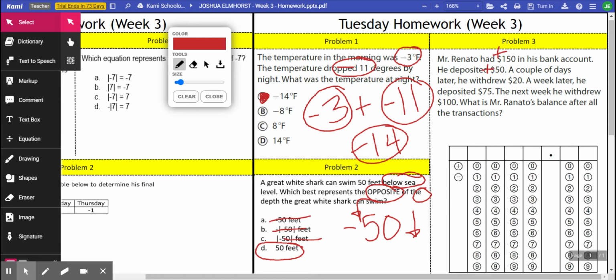A couple days later, he's going to withdraw some money. And then a week later, he deposited 75. And then he withdrew some more money. So if we're taking out, it's going to be negative. So if we wrote a math expression, we could actually write 150 plus 50 minus 20 plus 75 minus 100.